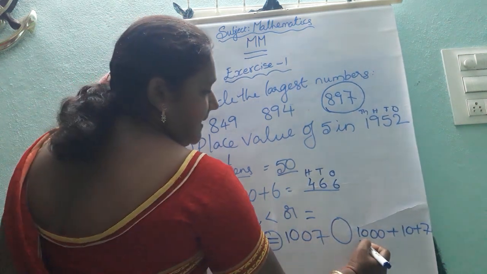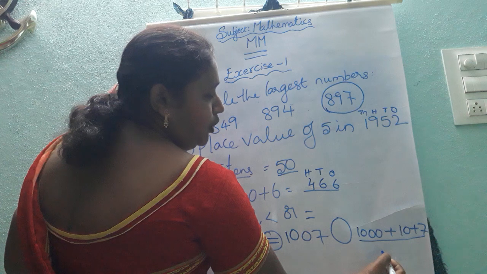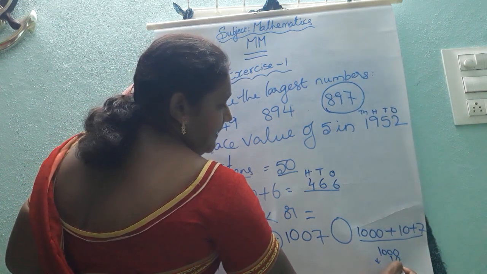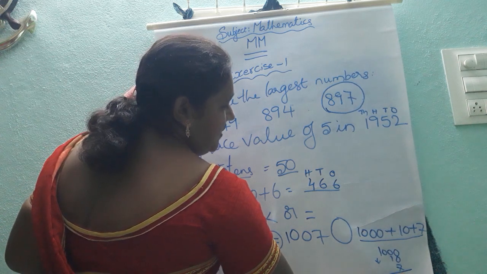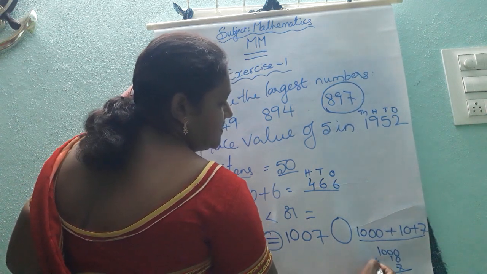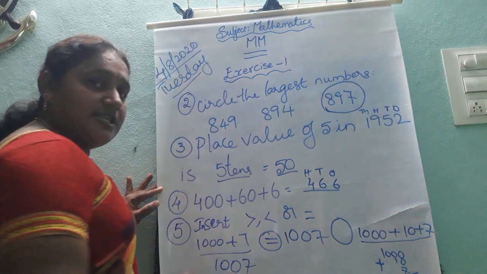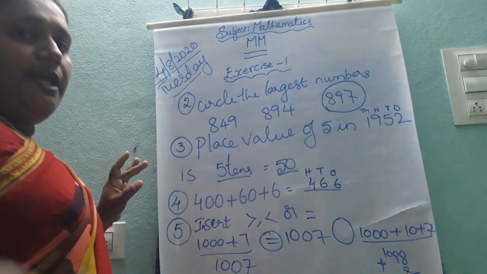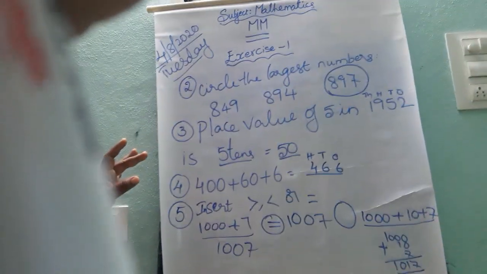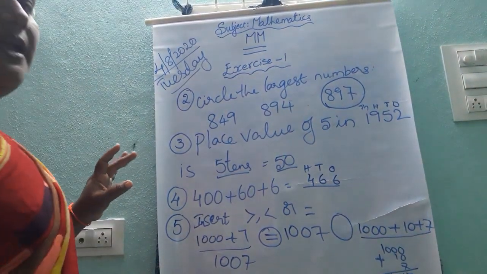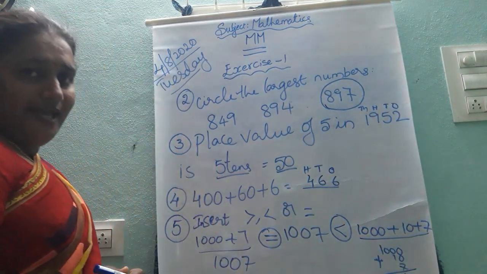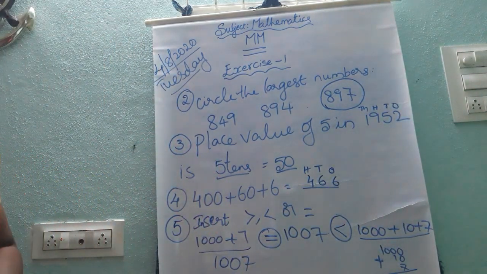Next, 1000 plus 10 plus 7. If you know, you can write it, or else add and write. What is it? 1017. Here it is 1007 only, there 1017. So simply you can write that that number is the greater number. So this one is more. Okay, children. Next one.